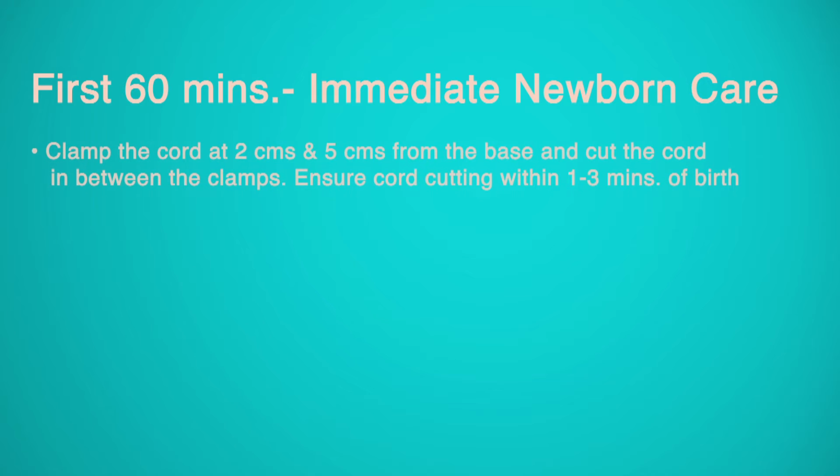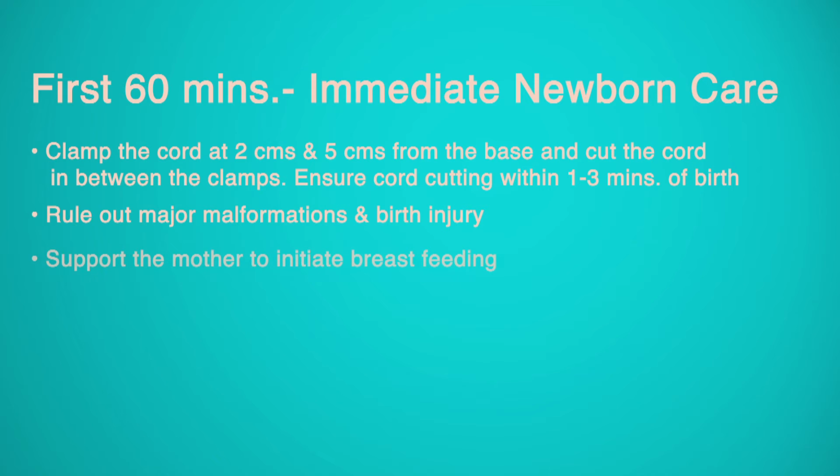Clamp the cord at 2 cm and 5 cm from the base and cut the cord in between the clamps. Ensure cord cutting within 1 to 3 minutes of birth. Rule out major malformations and birth injury. Support the mother to initiate breastfeeding. Place the identity tag on the baby.